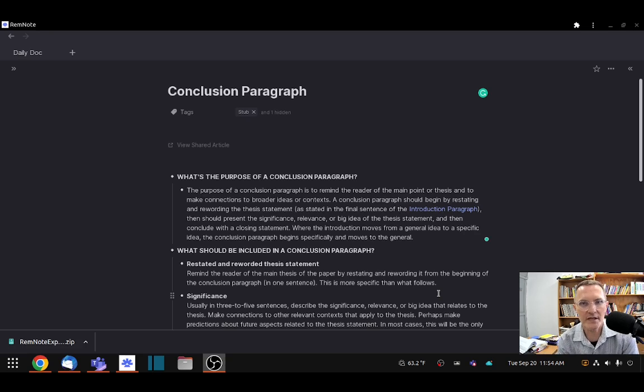After the one sentence thesis statement, then we'll have 3 to 4, maybe 5 sentences that build or discuss the significance, the relevance, the big idea that relates to the thesis statement. Some questions to consider when you're writing these 3 to 5 sentences after you've restated the thesis statement. When you're stating the significance, think of making connections to other contexts.